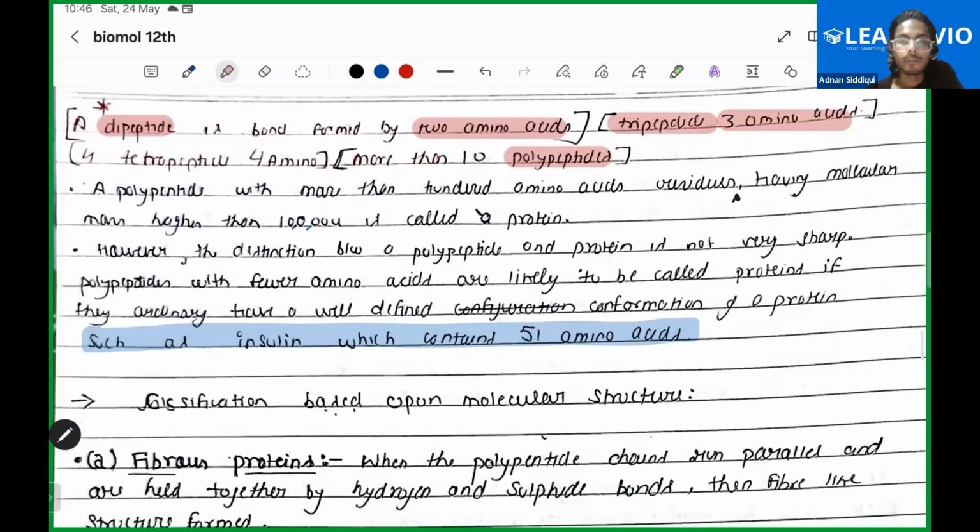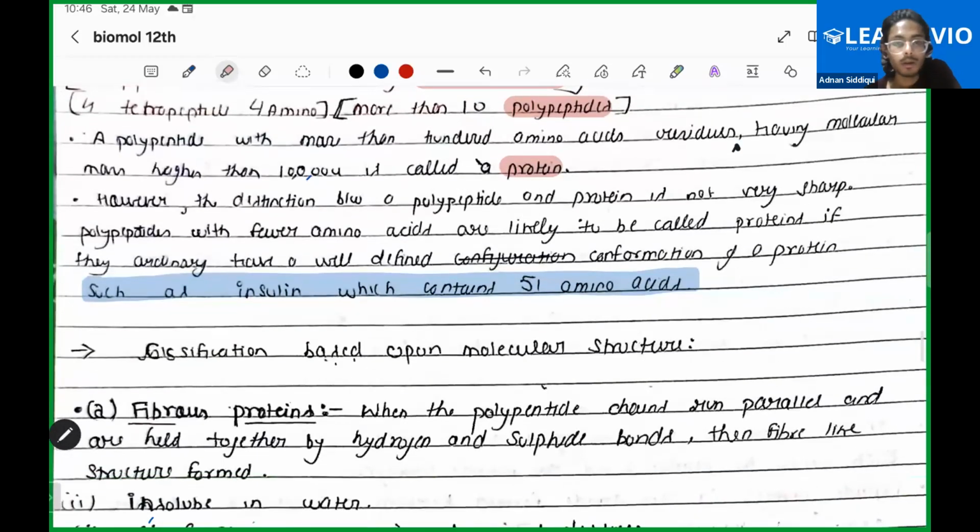A polypeptide with more than 100 amino acid residues, having a molecular formula like this, is called a protein. Very simple definition. However, the distinction between polypeptide and protein is not very sharp. A polypeptide with fewer amino acids, like insulin, is ordinary. It contains 51 amino acids.